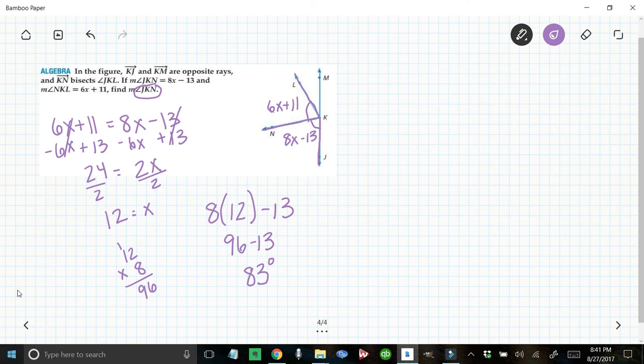Sometimes they may ask you for this whole thing, so then you'd have to add the 83 degrees and the 83 degrees together. Or like I said at the very beginning, knowing that all of this adds up to 180, they might ask you for this part here, and then you just have to figure out 180 minus 83 minus 83. So they could ask this question a lot of different ways, and it's not like you need to do anything different. Just make sure you're always paying attention to what they want you to find in the end, so you're not getting a partial credit answer for not answering the question all the way.